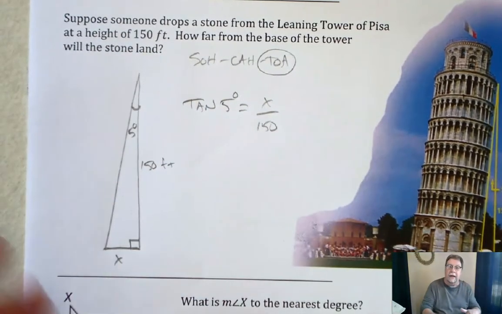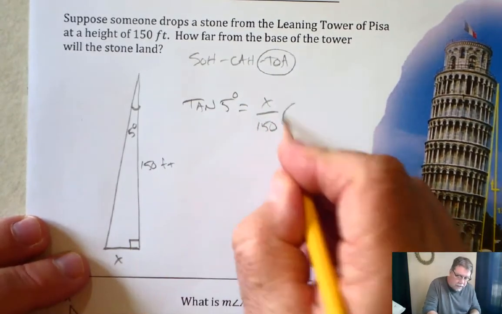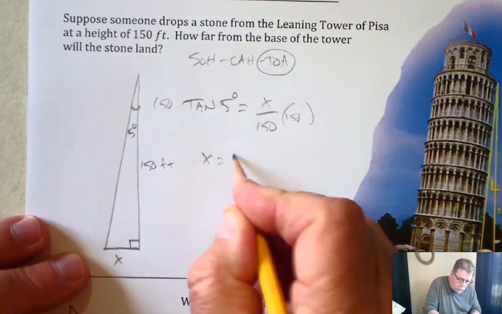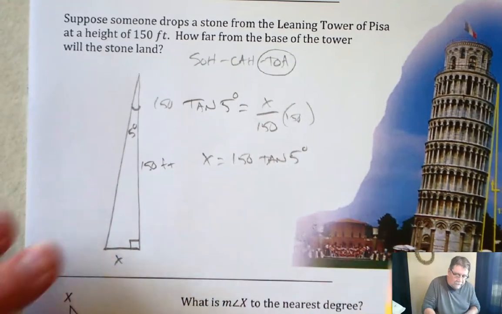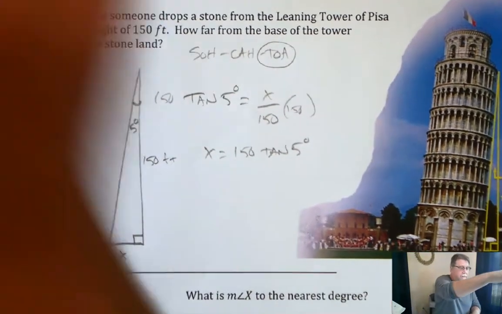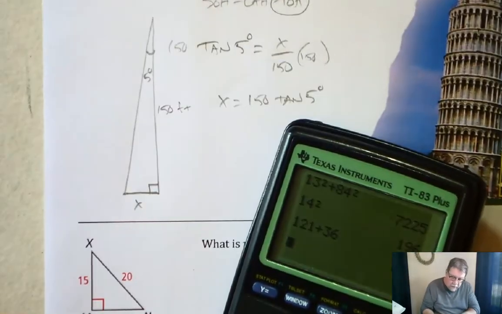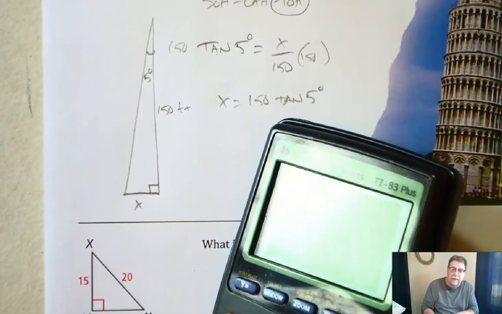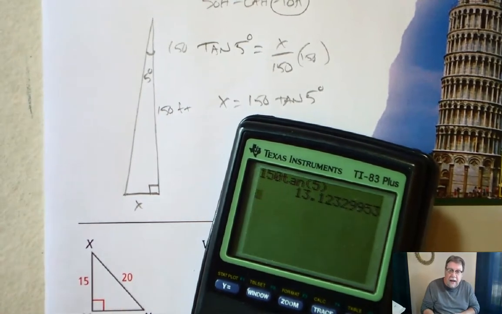And now it's a matter of me solving this equation for x. I'm going to multiply both sides by 150. And so x will equal 150 times the tangent of 5 degrees. I will need the calculator for that. So I grab my calculator, turn it on, and I do 150, and then I push the tangent button, and then 5 degrees. And I hit enter, and I get that number.